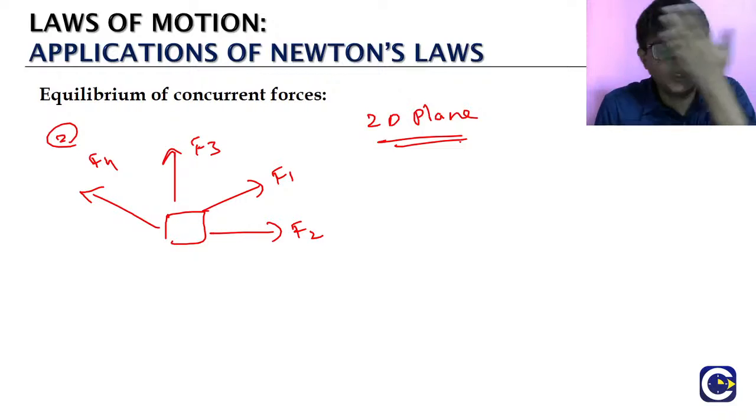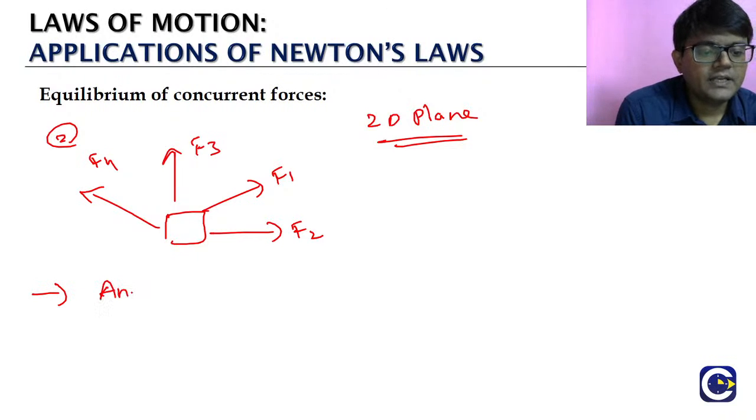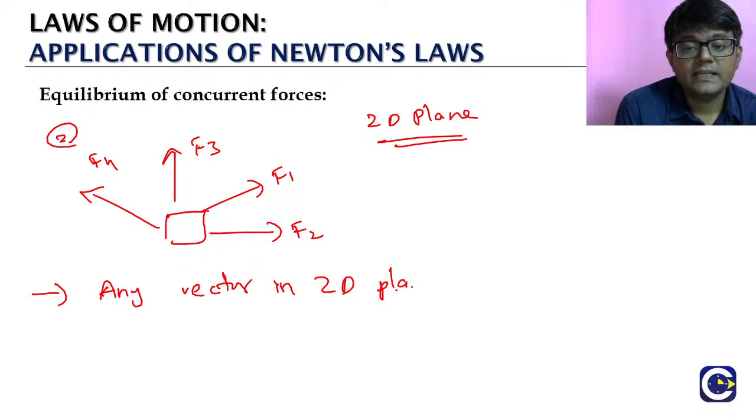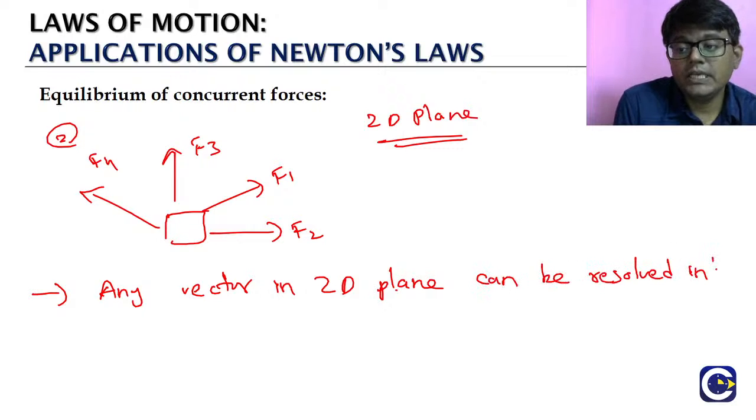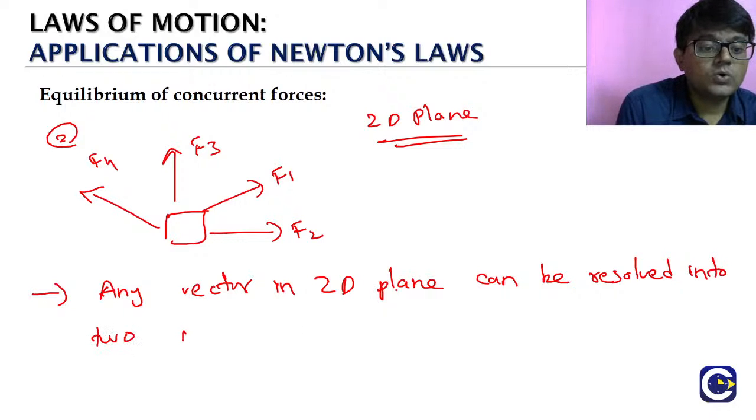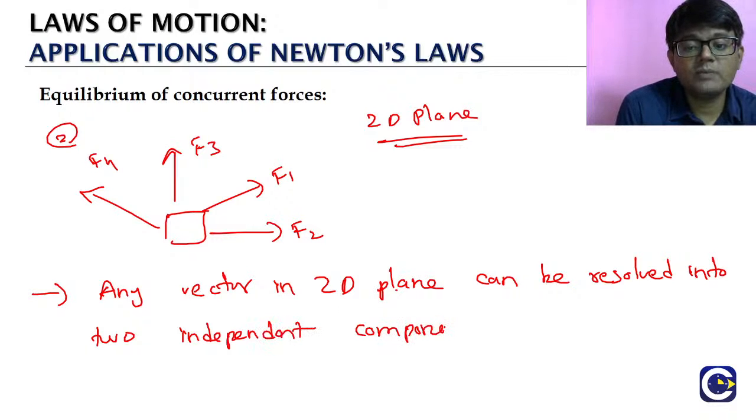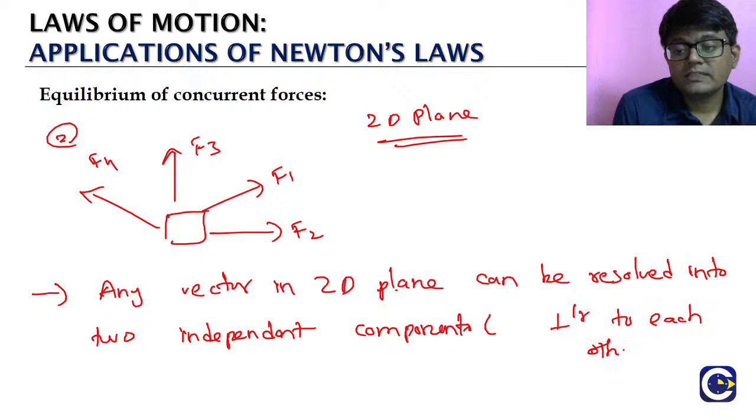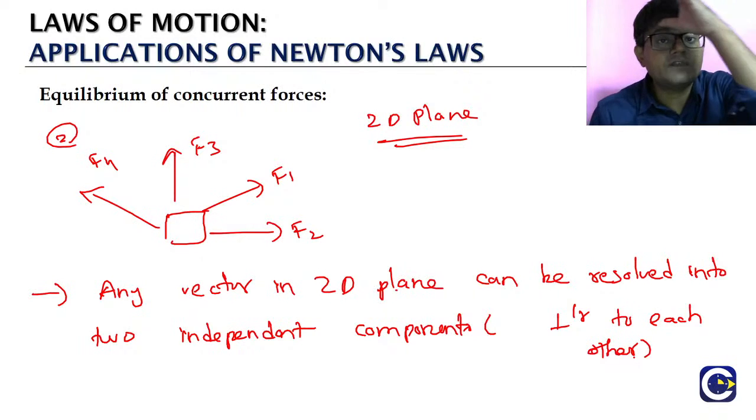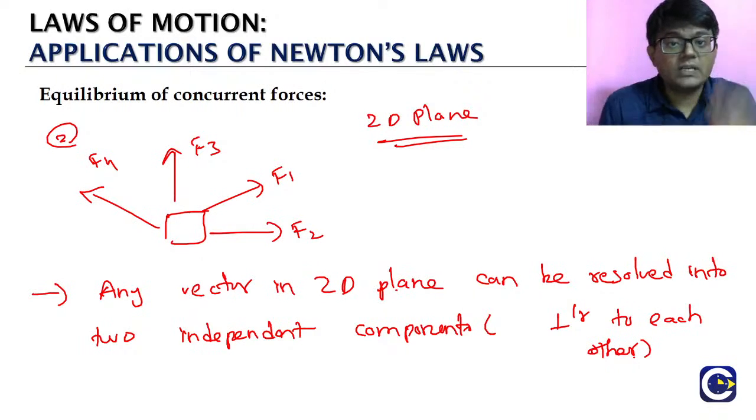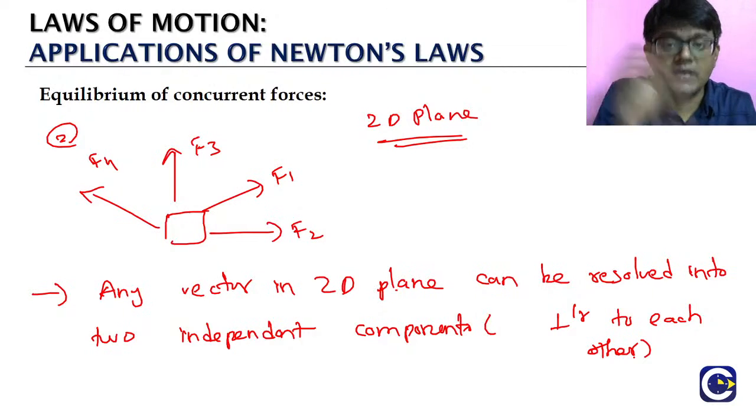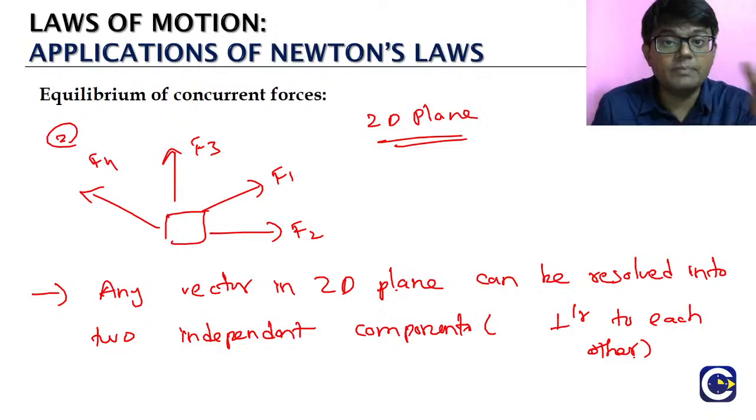Remember, any vector in the 2D plane can be resolved into two independent components. What do we mean by independent components? Components which are perpendicular to each other. That is the idea that we took in the study of 2D motion, the projectile motion also. Whatever the horizontal direction velocity and acceleration, those parameters will not be affected by the vertical.